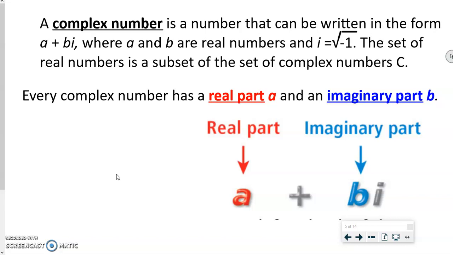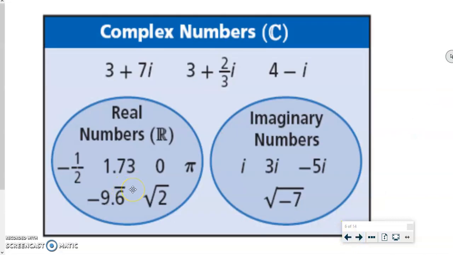So a complex number is a number that can be written in the form a plus bi, where a and b are both real numbers, and i is equal to the square root of -1. The set of all real numbers is a subset of the set of complex numbers. So every complex number has a real part, the a, and an imaginary part, the b, because it's attached to the i. So here we have some examples.